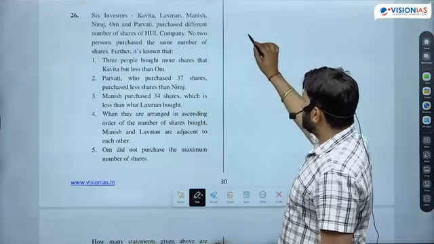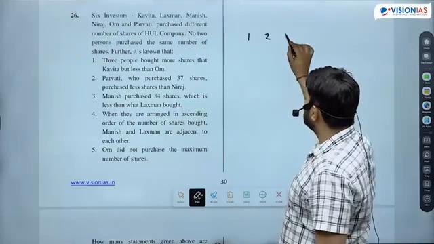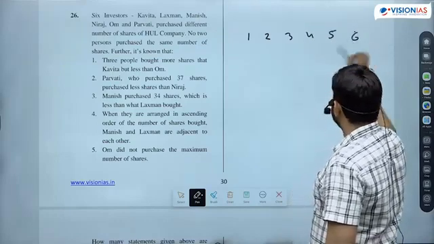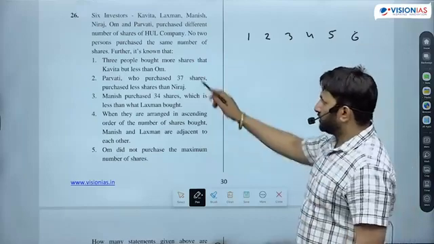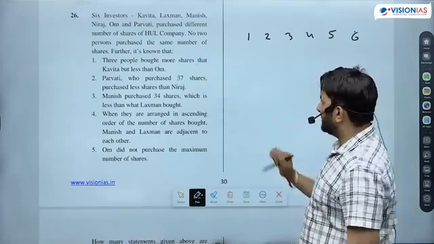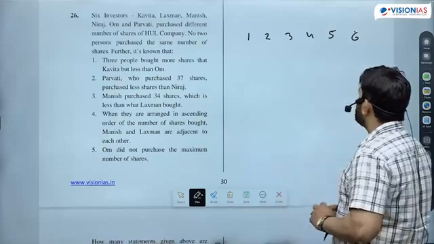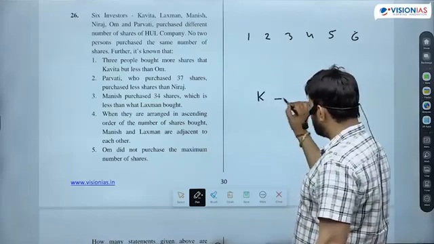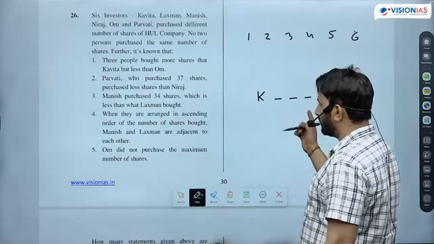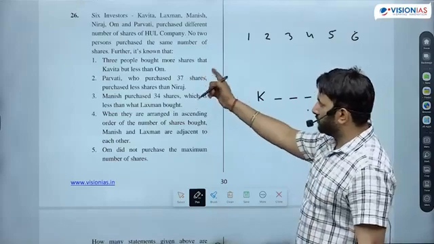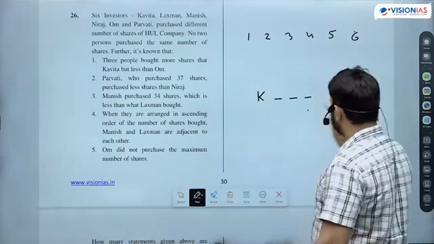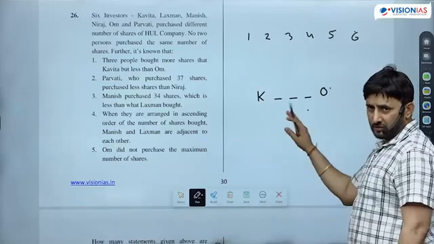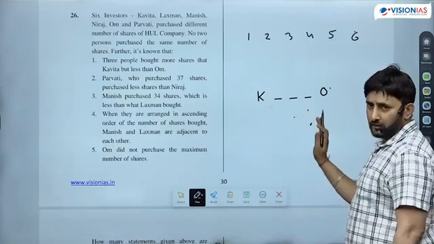3 people bought. अगर मैं इनको इंक्रीजिंग ऑर्डर में लिखूंगा बच्चे, 1 2 3 4 5 and 6. 3 people bought more than Kavita but less than Om. तो इसका मतलब कविता कहां पे होगी बच्चे? कविता, then 3 people who bought more shares than Kavita but less than Om. There are 3 people between Kavita and Om. These 3 people bought more than Kavita but less than Om in the increasing order.